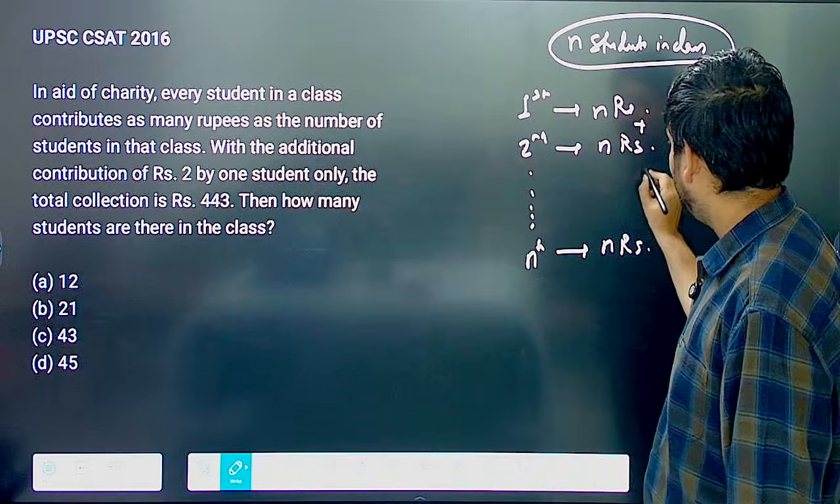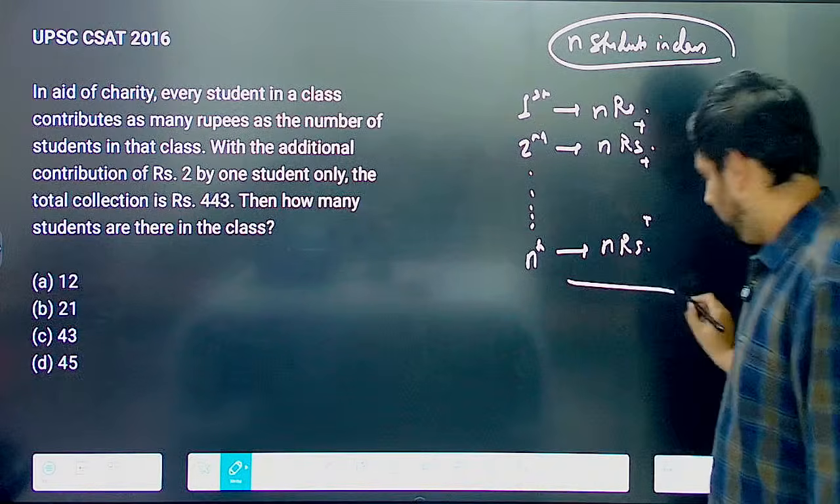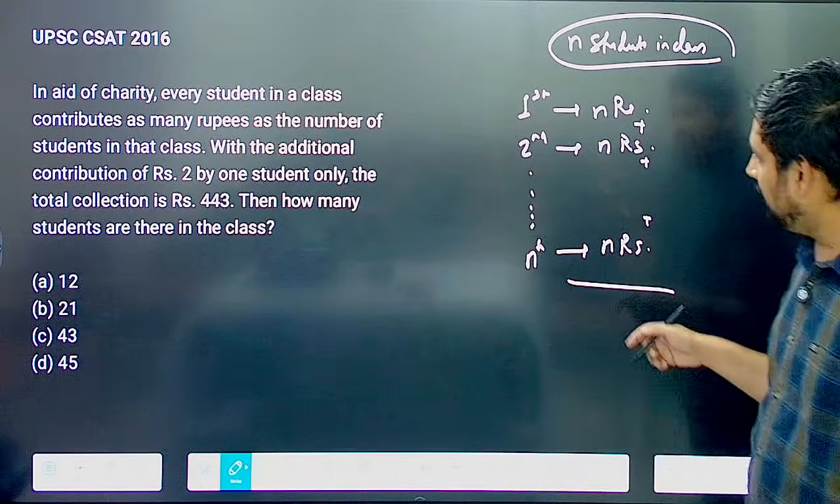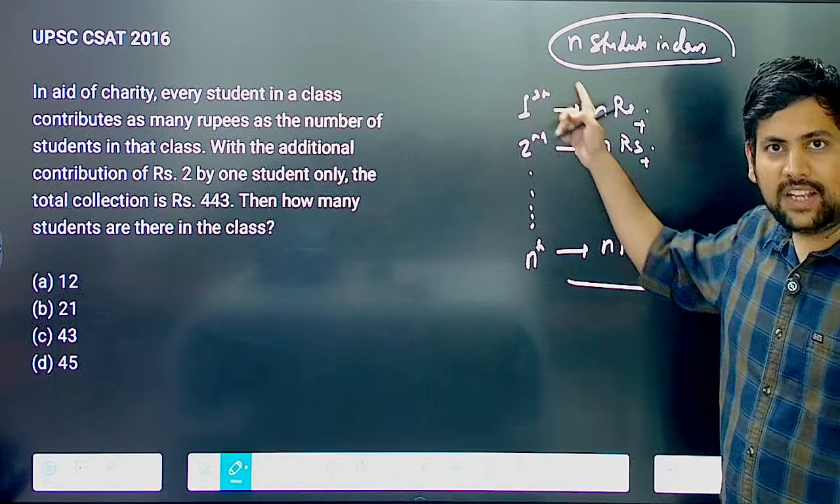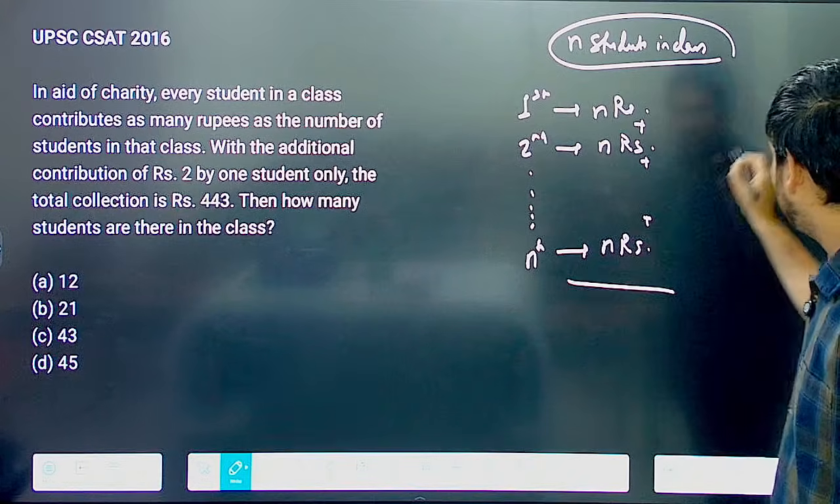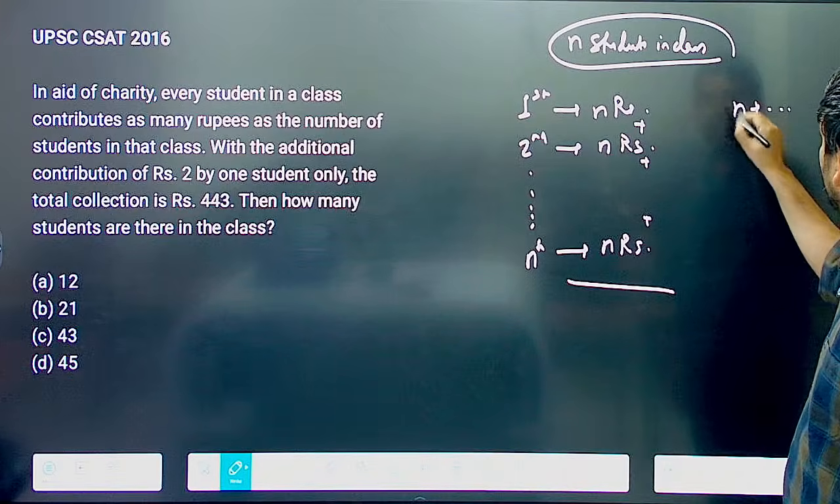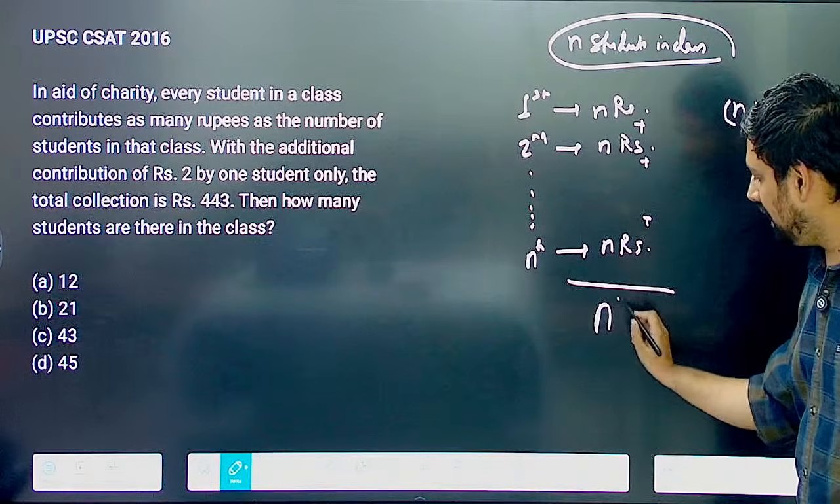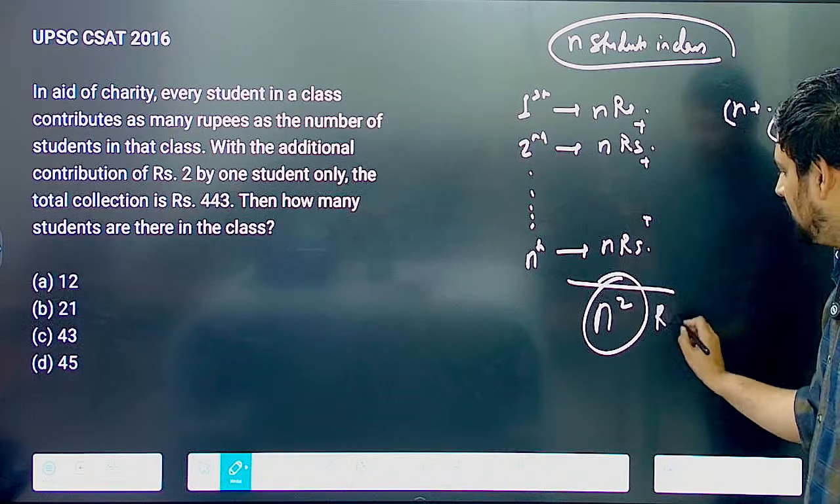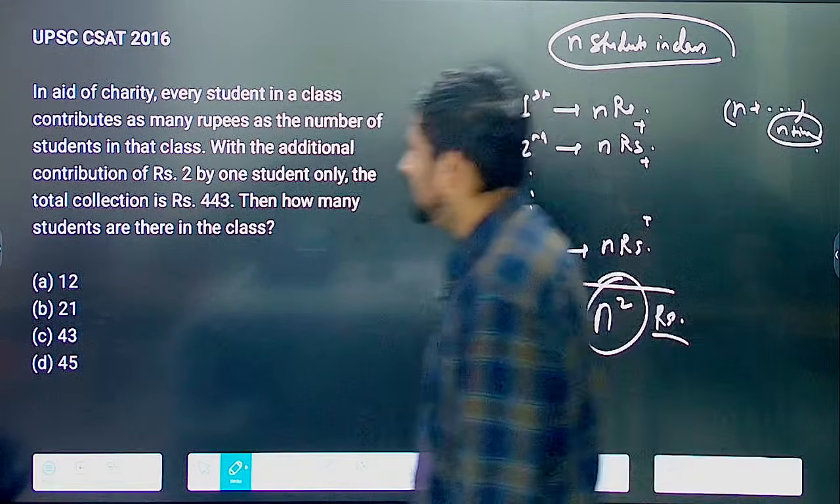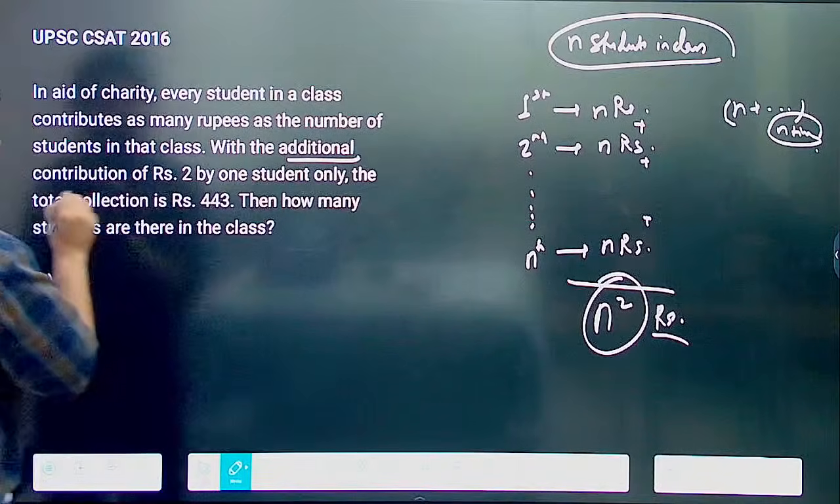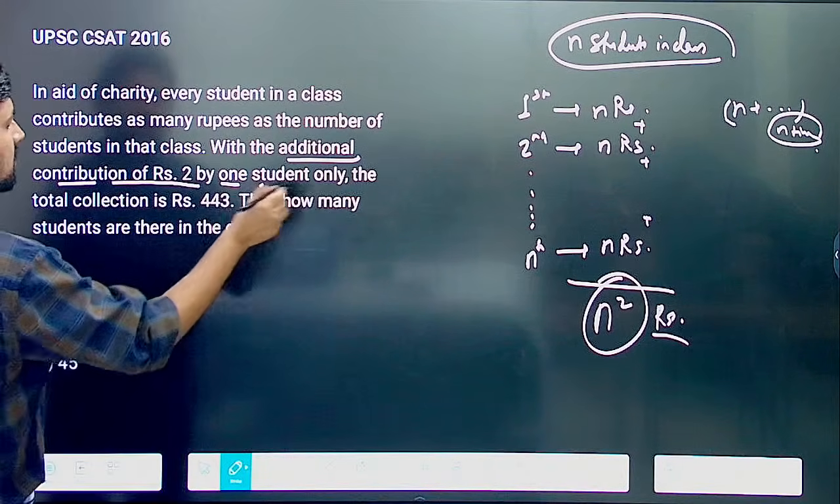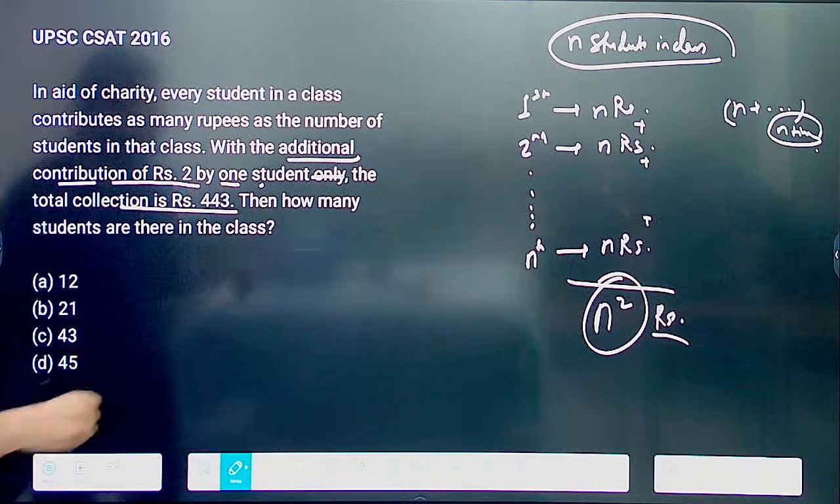Now if I add them all, what will I get? N plus n plus n plus n plus n. How many times do I have to add n? N times. So ultimately what is this? N into n, that is n square. So n square rupees would have been collected, but it says with an additional contribution of rupees 2 by one student only, the collection becomes 443.